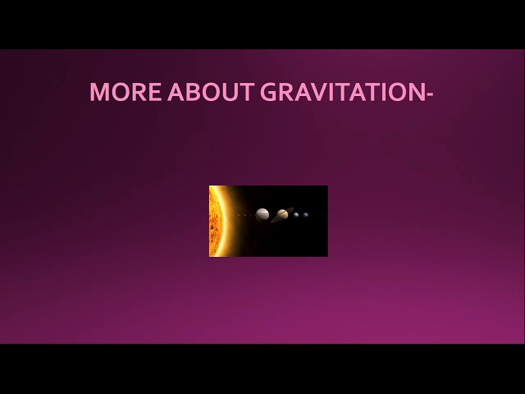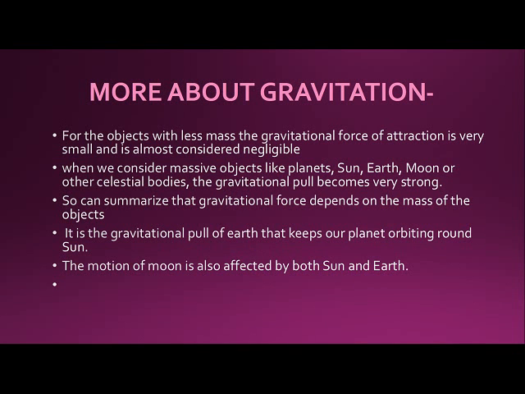these are the different planets. You can see the ring structure, Jupiter. Now, for objects which have less mass, the gravitational force of attraction is very small and is considered negligible. When we consider massive objects like planets, sun, earth, moon, or any other celestial body, the gravitational force becomes very strong, and they all try to influence each other. So we can summarize that gravitational force totally depends on the mass of the object.